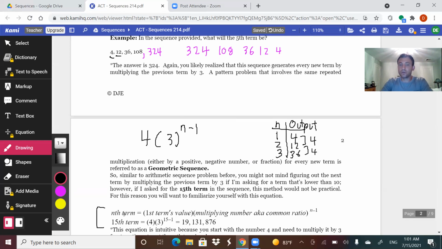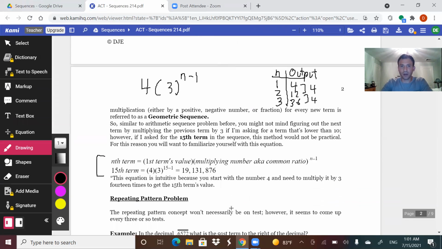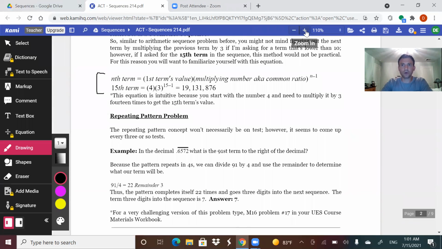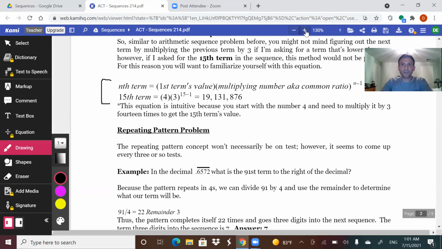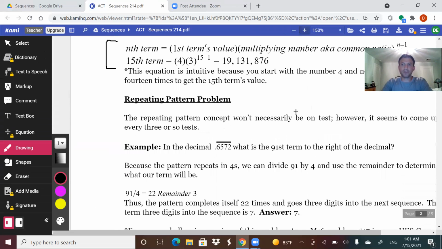So anyway, do you need to have this memorized? Maybe not for the test, but again, I would err on the side of just knowing it. It's more likely to be in your favor if you know it and understand it. And it's pretty intuitive. Anyway, here's this repeating pattern problem. And this type of problem is really common on the test. Not to say it will show up on your test, but I wouldn't be surprised if it did.